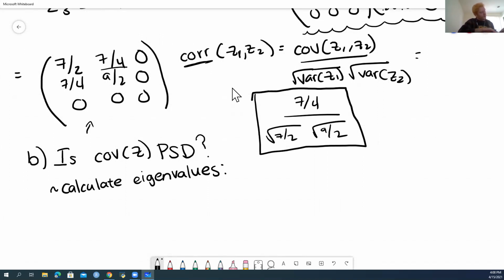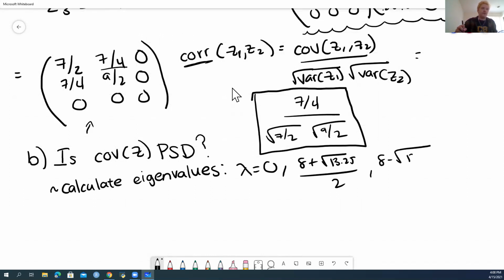So when you do that for this matrix, the eigenvalues end up being lambda equals 0, (8 plus square root of 13.25) over 2, and (8 minus square root of 13.25) over 2. Just FYI, this is a positive number because obviously 13.25 is less than 64. So this is positive, and obviously this is 0. So we have positive semi-definite.